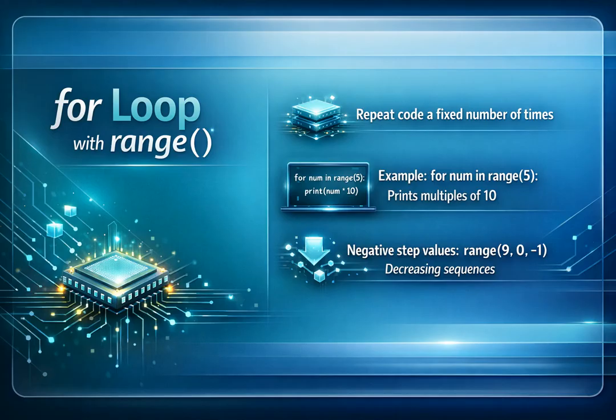Combining for with range is extremely common. For example, for num in range 5, we'll iterate with num taking values 0, 1, 2, 3, and 4. You can also use a negative step to count down. Range is only used in for loops and always produces integers.